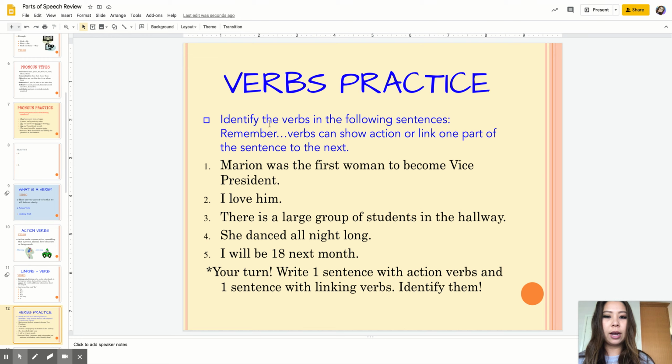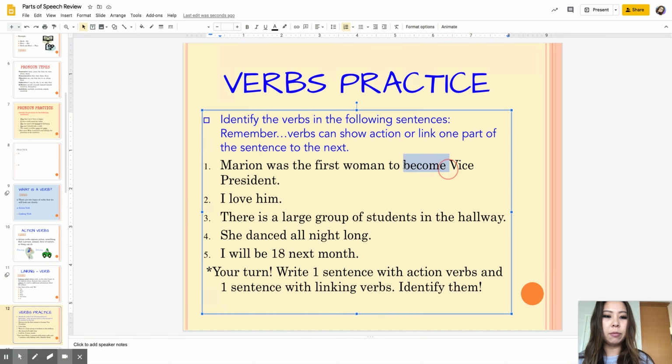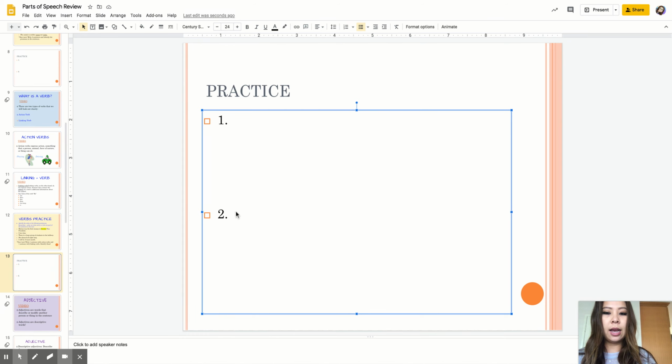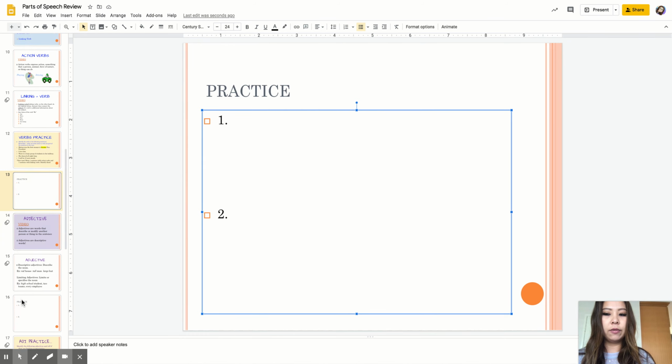So here we will practice on finding some action verbs and some linking verbs. So for example, Marion was the first woman to become president. The word become is the verb, but it's not an action. You can't show become because there's no such thing as showing become, but it is the linking verb in that sentence. So you're going to need to find it for this one, this one, this one, and that one. Then you're going to make 2 sentences, one using an action verb, the second one using a linking verb.